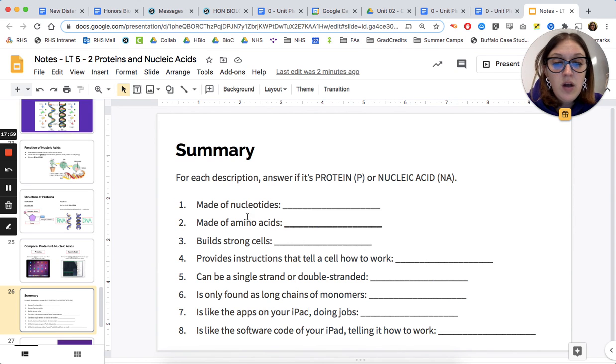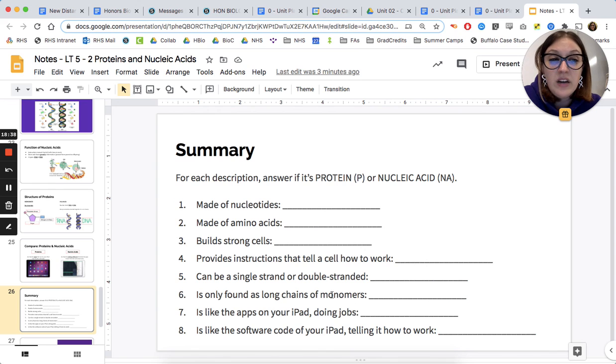Number 2, which of those two is made of amino acids? Number 3, which of these two is used to build strong cells like your muscle or your fingernails? Number 4, which of these provides instructions that tells a cell how to work? Number 5, which of these can be found as a single strand or double-stranded? Number 6, which of these is only found as long chains of monomers?